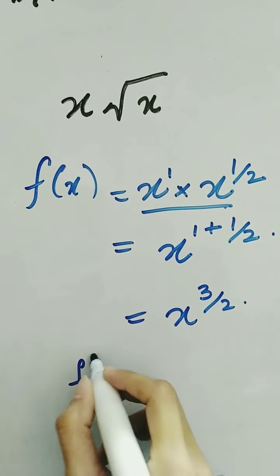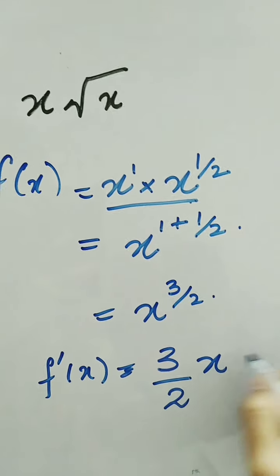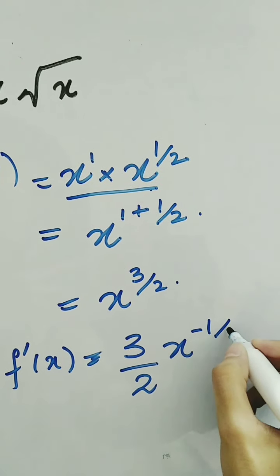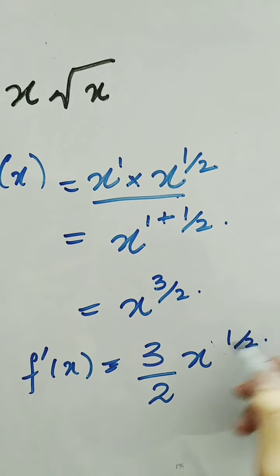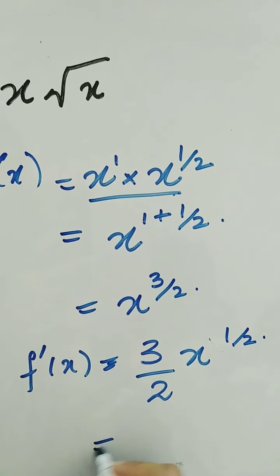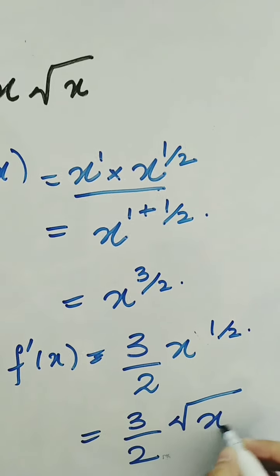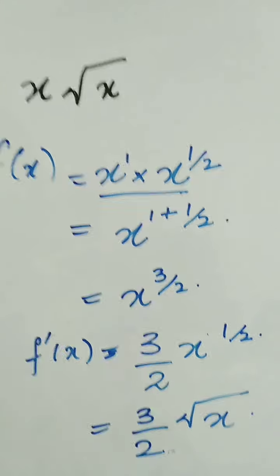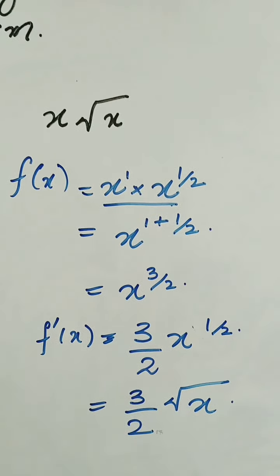Now we take the derivative of this function, which is quite easy, as 3 over 2 comes here, and we have x raised to the power 3 over 2 minus 1, and we have 1 over 2, which can be written as 3 over 2 root x. We have just subtracted 1 from 3 over 2, so we have 1 over 2 in the power. So this is our answer for the given function.